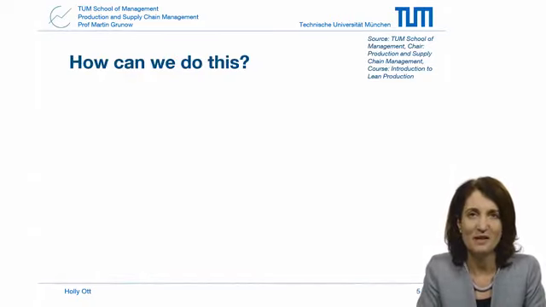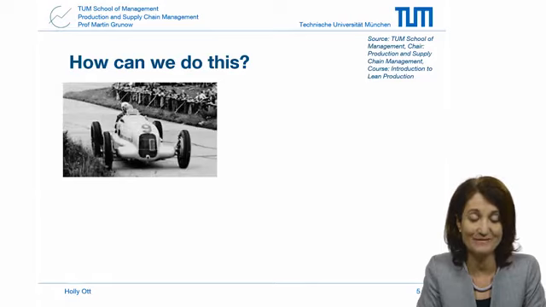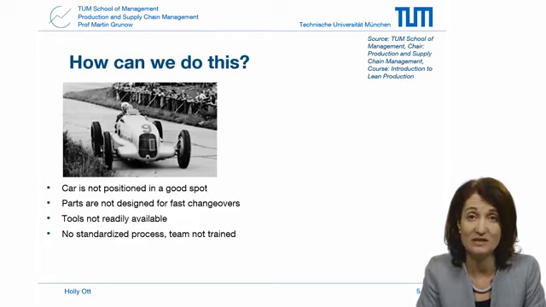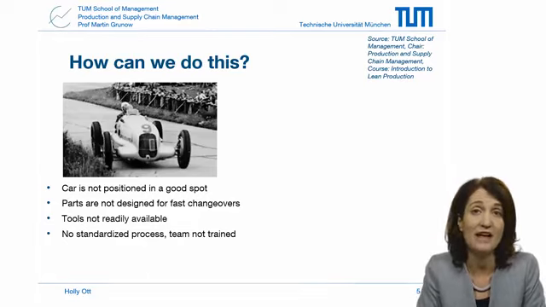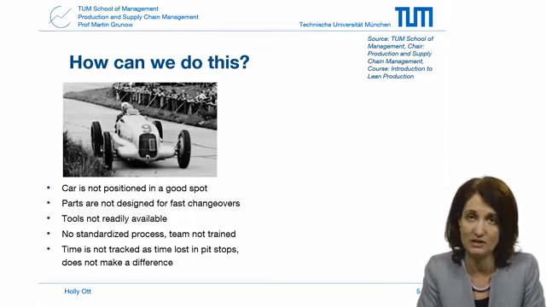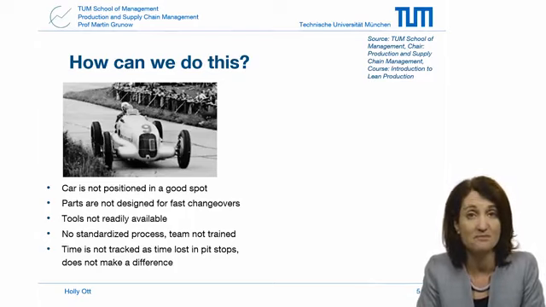The classic example is from the racing car pit stop. Now, back in the days, what do you notice here? Well, first of all, the car is going for its pit stop. It's not positioned very well, and in that time, the parts were not designed for fast changeovers. The tools weren't necessarily at hand, the team not very well trained, and no real standardized processes. But time was not tracked as time lost during the pit stops, during the changeover, so it didn't make a difference.